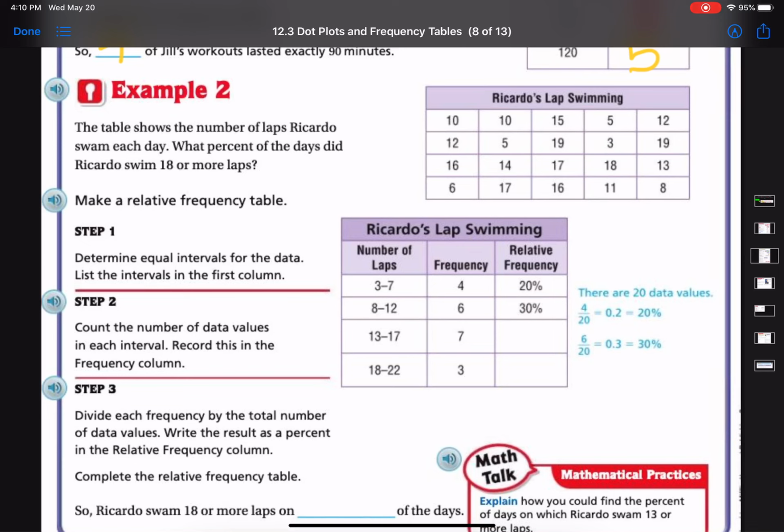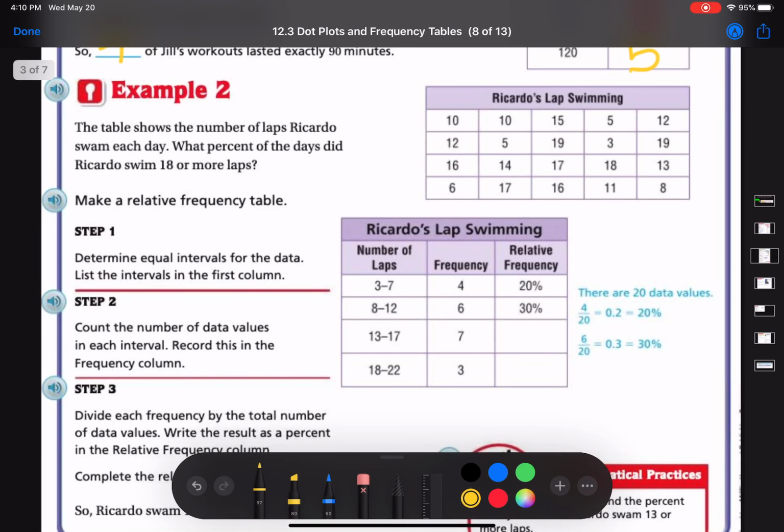Okay, so now we're still going to look at frequency, but now you're going to find the percentage of that. So the nice thing here is they've already done the frequency for us. They set up intervals: 3 to 7 laps, 8 to 12 laps, 13 to 17 laps, 18 to 22 laps. And then they told us how many times they swam laps in that interval. So 3 to 7, they did it 4 times. 8 to 12, they did it 6 times. 13 to 17 laps, anything between that number was 7 times. And then 18 to 22 laps, so anything between those two numbers, they did it 3 times.